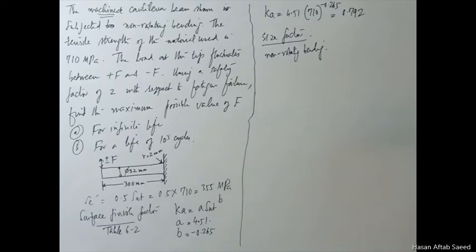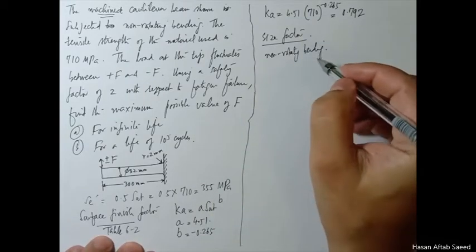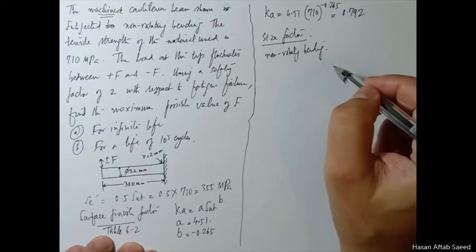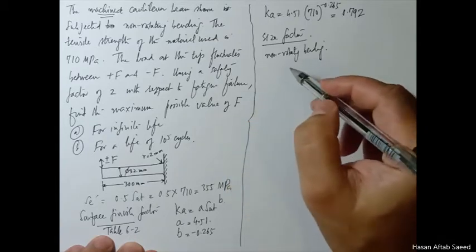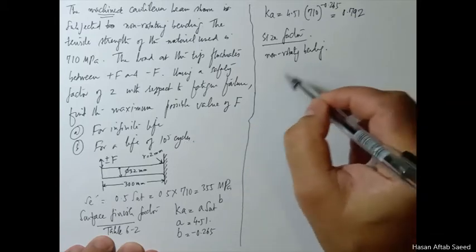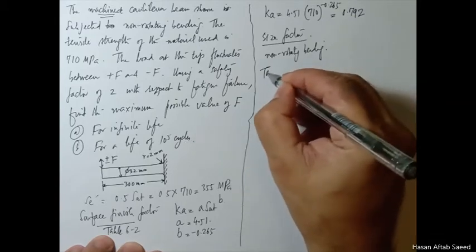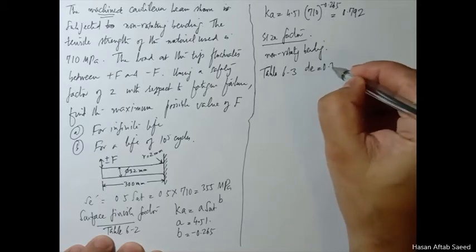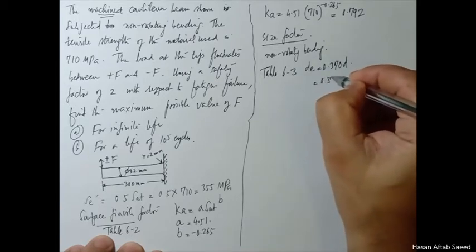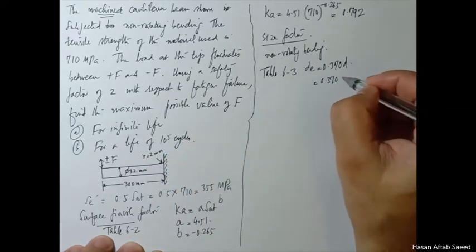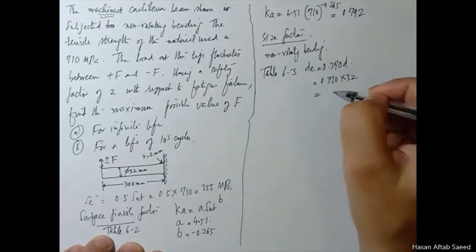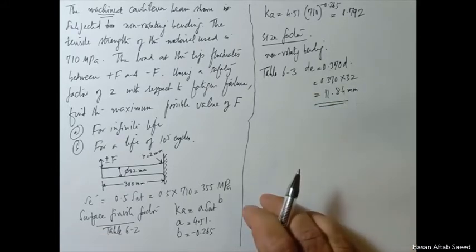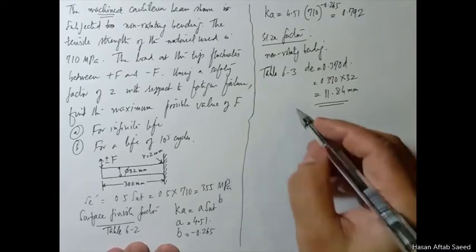So from table 6.3, you have to find the equivalent diameter because it's not rotating. If it was rotating, then all you needed to do was to just use the size factor equation. But now before that, you have to first find the equivalent diameter of a rotating type of bending situation. So from table 6.3, it's very easy to see that for this relevant case, you have this value 0.3702 d, and the d happens to be the diameter of the non-rotating specimen, and that is 11.84 millimeter.